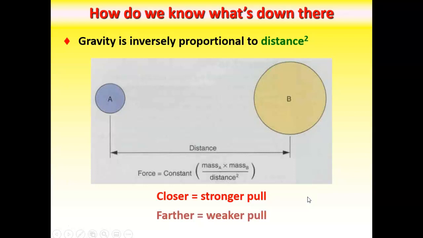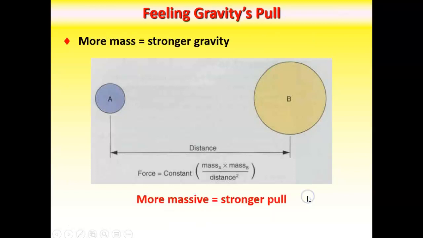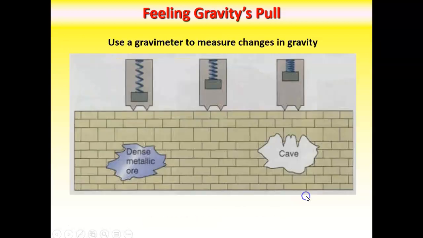If you're farther away, it's weaker. We can also determine that the more massive objects are, the stronger, and the less massive, the weaker. So here's an example of our little gravimeter. It can be used to determine things a little closer to the surface, but it's still a way to look inside the Earth without drilling.